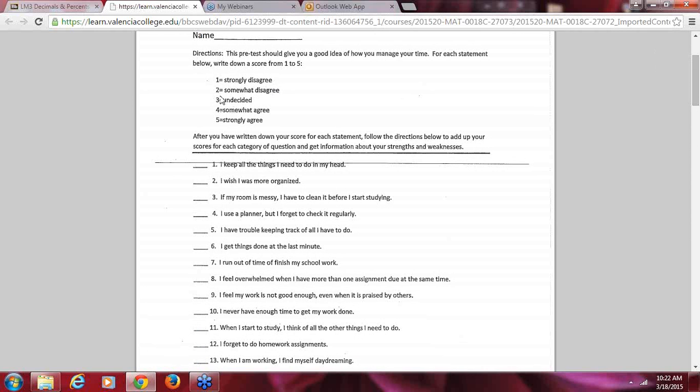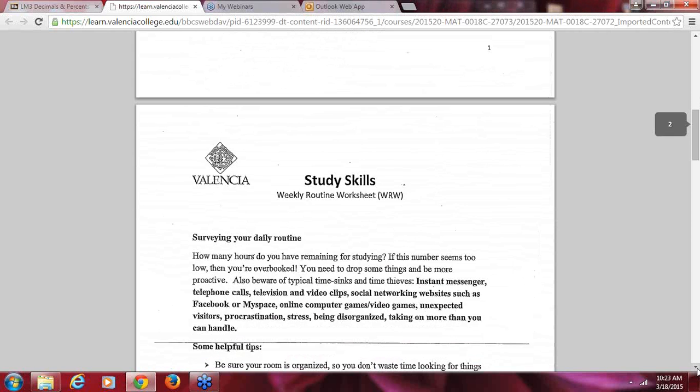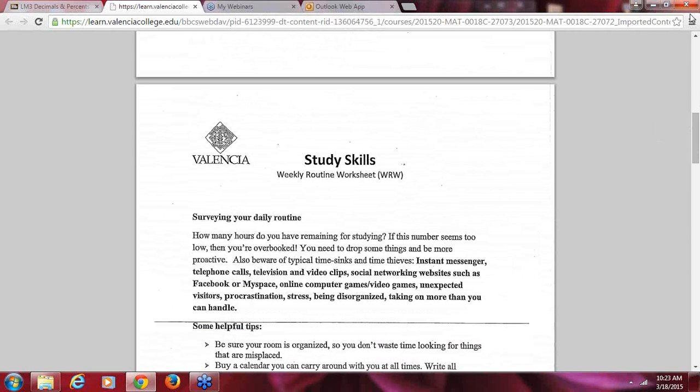Okay, 1, you strongly disagree. 2, you somewhat disagree. 3, you're undecided. 4, you somewhat agree. 5, you strongly agree. This is a self-assessment about your strengths and weaknesses. I'm going to upload the scores for you. There's a range of scores depending on what range you are. It kind of says whether you have good or bad time management skills. I will post that range for you so you can see how it all played out for you. Okay? You guys have any questions about the time management?